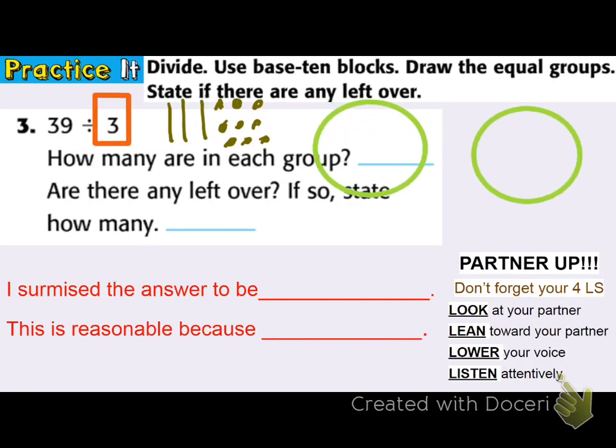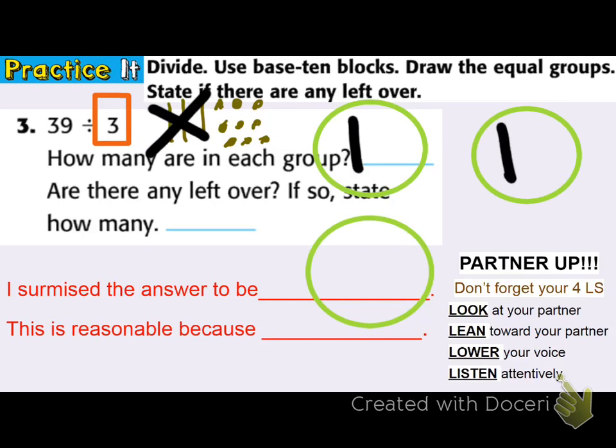1, 2, 3. Well, luckily I have 3 tens, so you get 10, 20, and 30. I now have to break the 9 into 3 equal groups. Well, I know 9 divided by 3 is 3. So 1, 2, 3. 1, 2, 3. And then finally 1, 2, 3. Step 1, model, done. Step 2, I divided. I don't have to regroup.